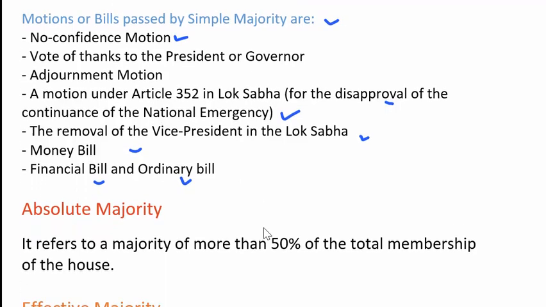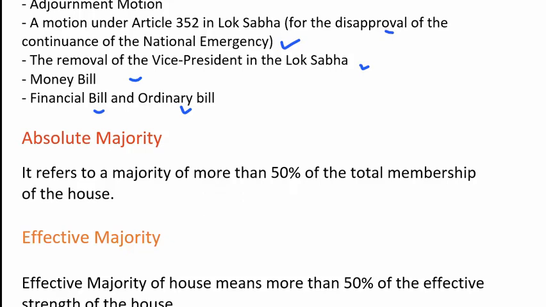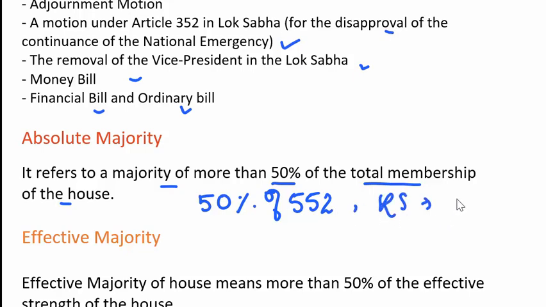Next we have absolute majority. It refers to a majority of more than 50% of the total membership of the house. For Lok Sabha it is 50% of 552 and for Rajya Sabha it is 50% of 250. This is absolute majority. However, this absolute majority is not taken in isolation. We will learn about this in few minutes.